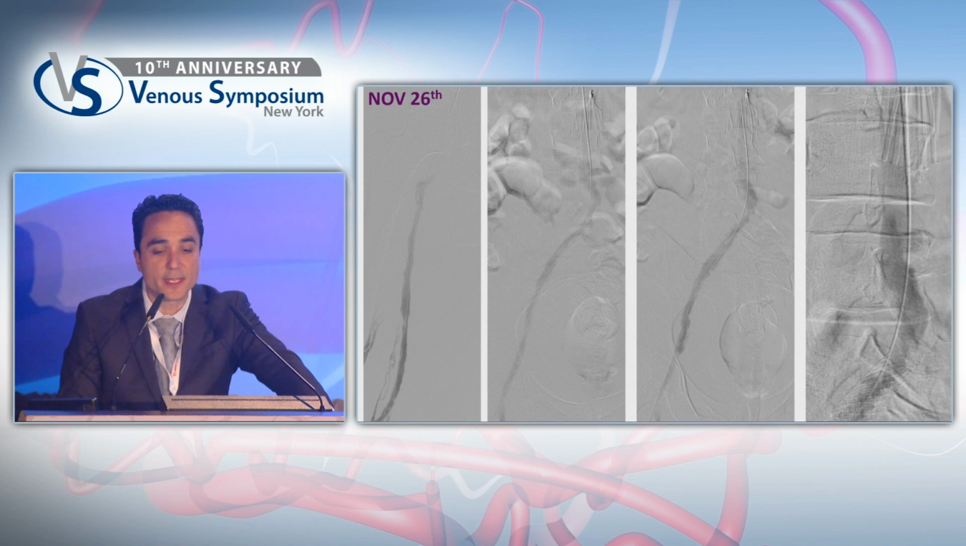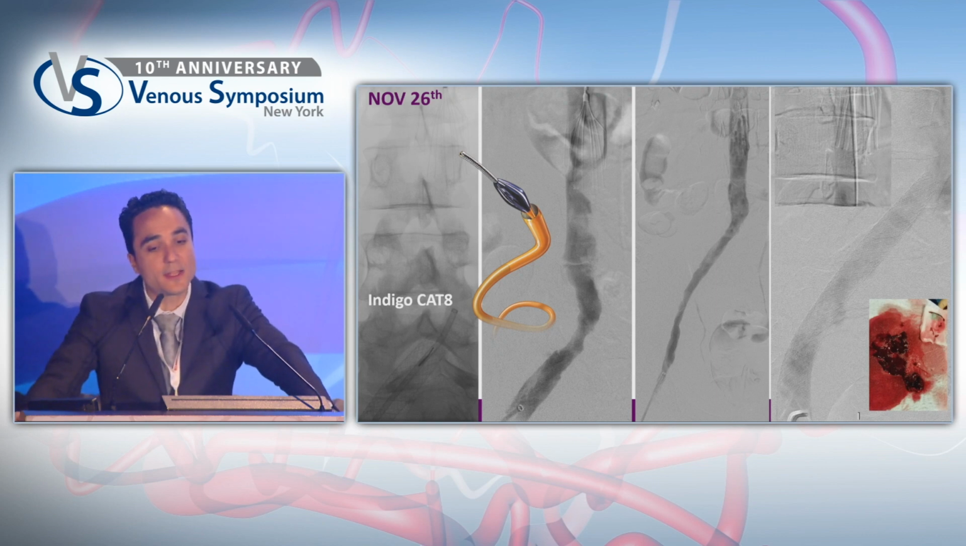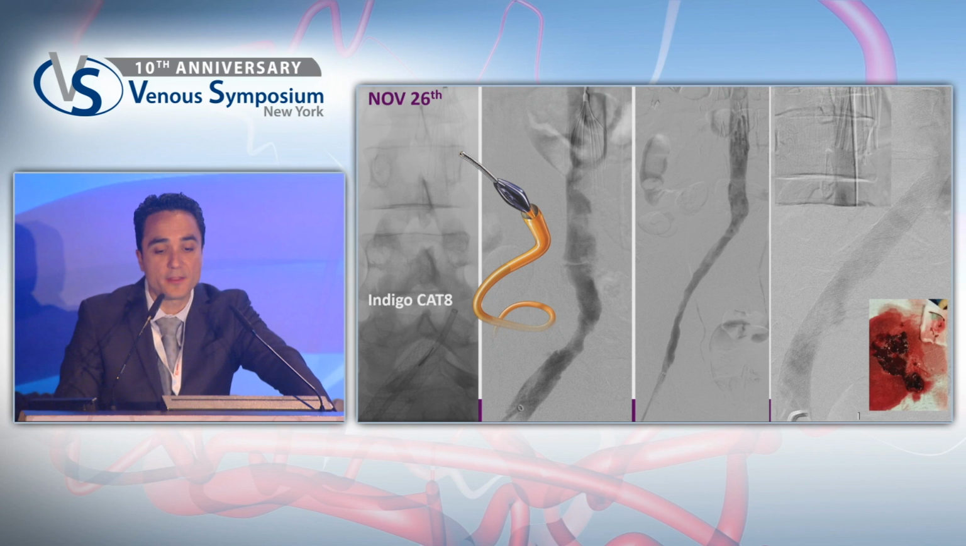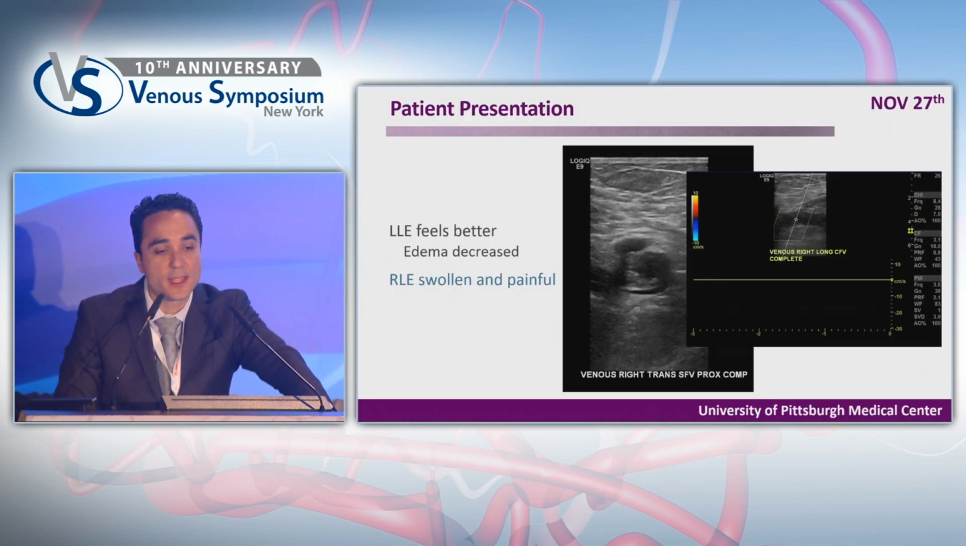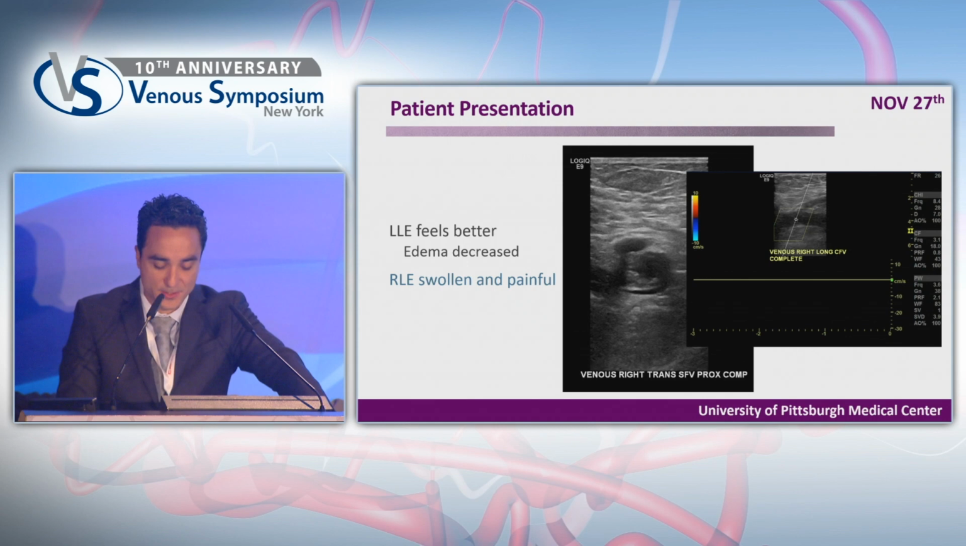Things look a little better the next day. The stent has started clearing out. My partner decided to use the CAT8 thrombectomy device. Things cleared up pretty well. The stent is now reopened, and the left leg now feels better. By the next day, the edema has decreased, but now she developed right leg pain and swelling. So she has now right leg DVT.